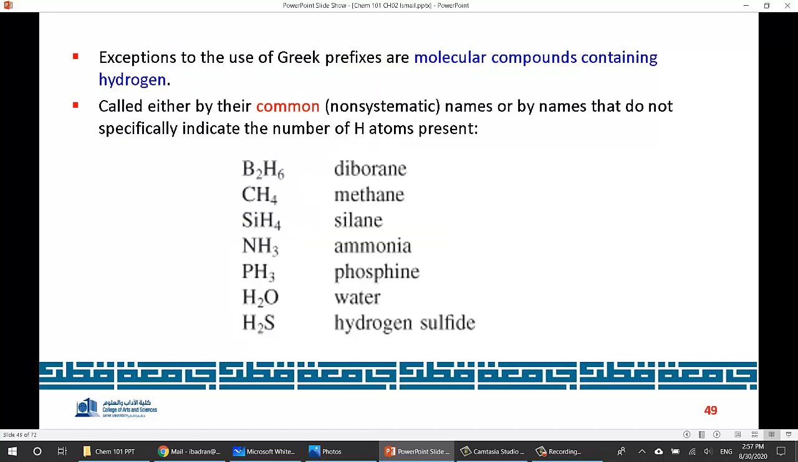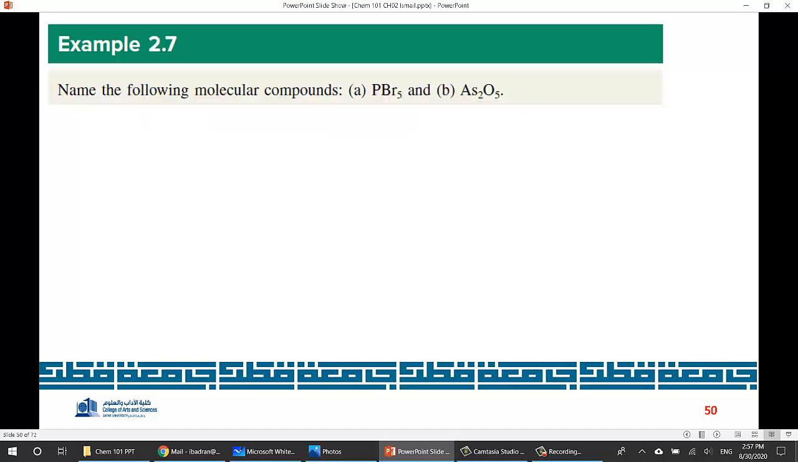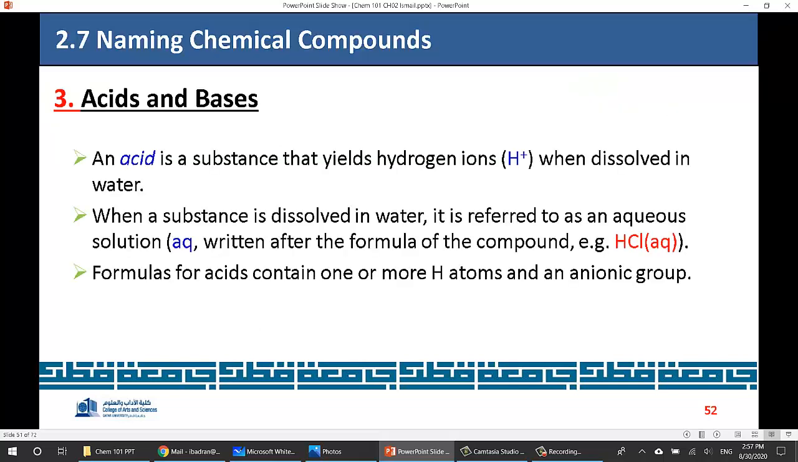Some of these compounds have common names, like water, for example. Ammonia is NH3, ammonia. There are also methane, diborane, silane. These are common names that people use. Some compounds are not known by their common names, but we can still name them according to the system. Here is an example: PBr5, As2O5, and so on.